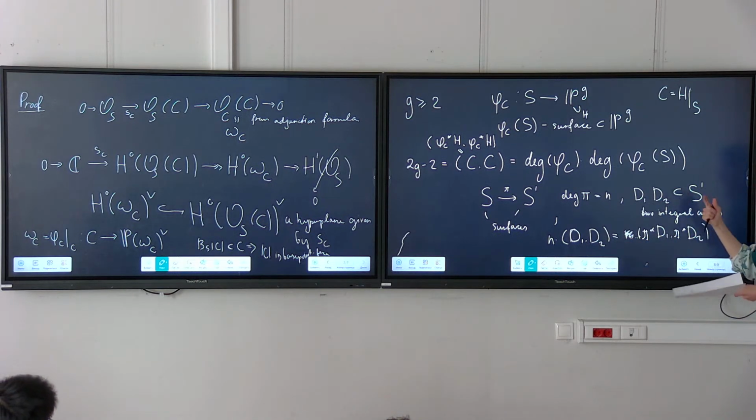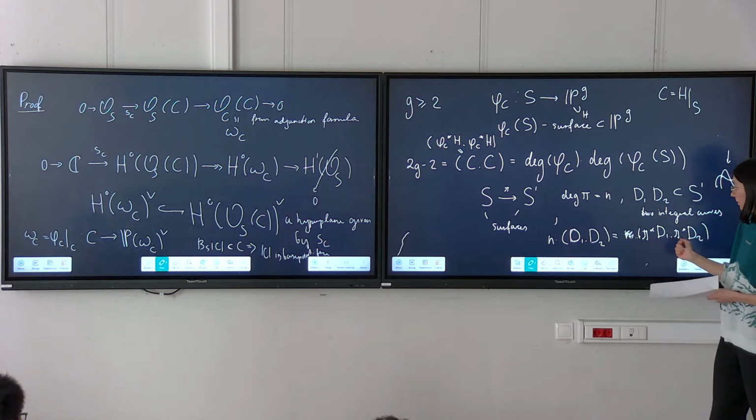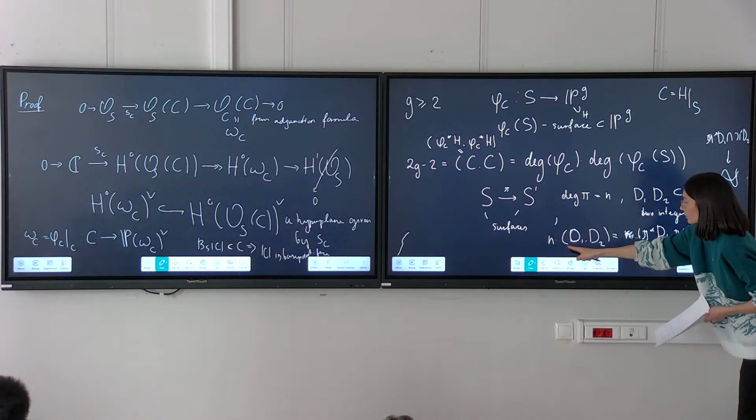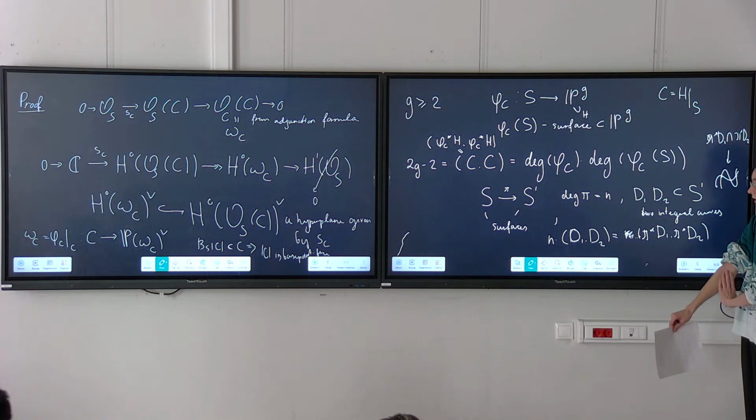It's clear. Just because if we have two curves that intersect properly, and here is a generically finite morphism, then their pullbacks will also intersect properly, and the number of intersection points of the pullback of D1 with the pullback of D2 will be exactly n, the degree of the corresponding map, times the intersection of D1 and D2. But what if they don't intersect properly? Then I think it's not true.